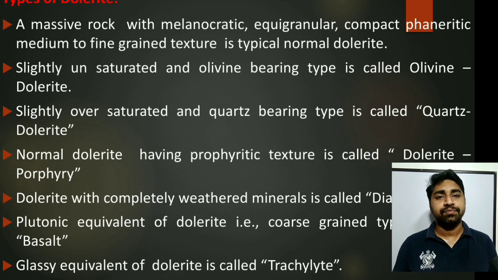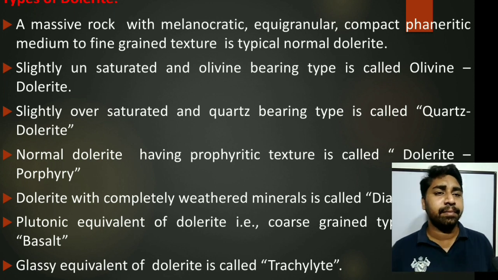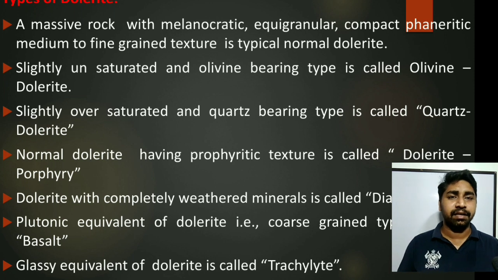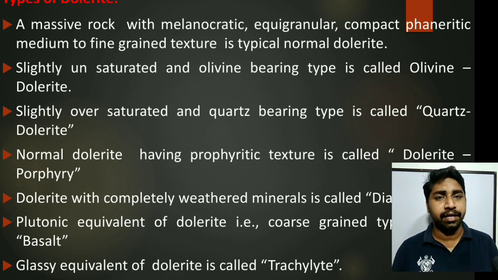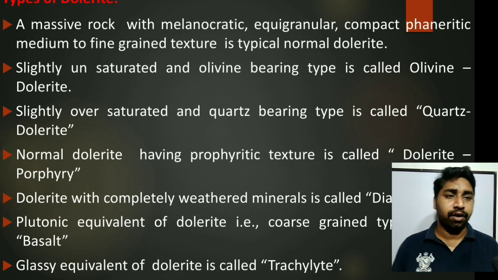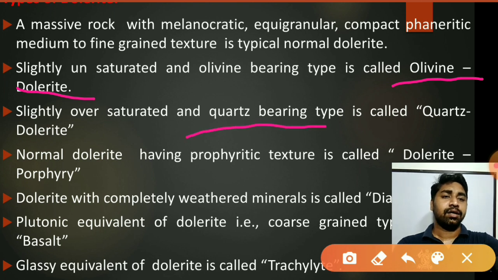Coming to the classification, a slightly unsaturated and olivine bearing type is called olivine dolerite. If olivine is more predominant and it is a slightly unsaturated variety, then it is called olivine dolerite. Next, a slightly oversaturated and quartz bearing type is called quartz dolerite.